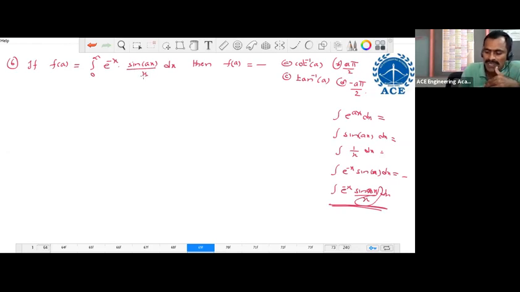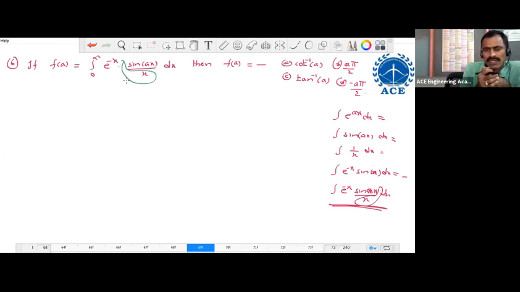Only because of this 1 by x term, we are unable to integrate directly. If we don't have 1 by x, then we can integrate it directly. So if we can eliminate this x or 1 by x by one of the techniques, we can integrate this. That is one method. The other method is to do this problem by Laplace transform. So let us start with the first method.